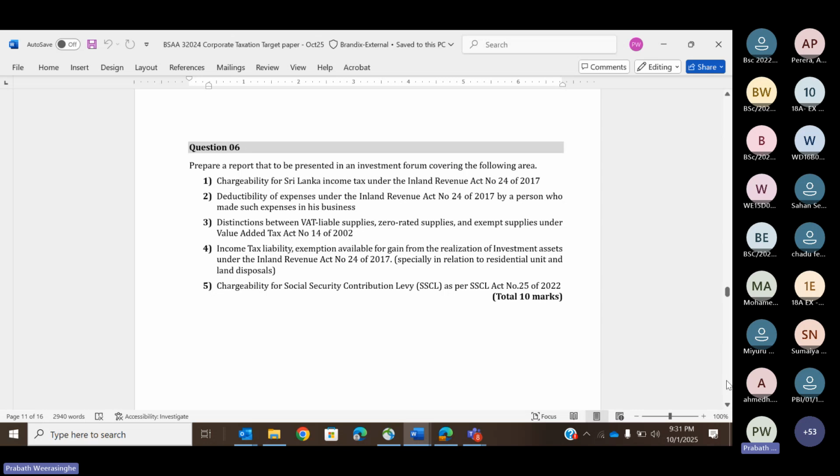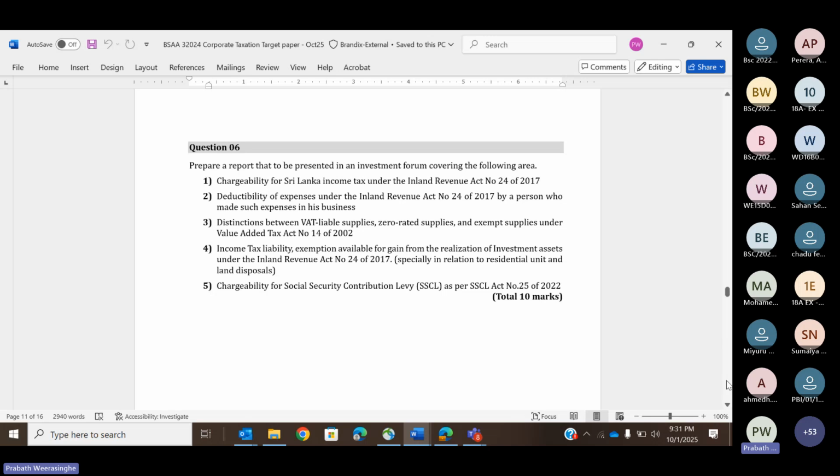Then deductibility under the Inland Revenue Act: a person who made such expenditure, his business related expenditure. What type of expenditure is disallowable and allowable? Just have a few things, because they are asking to cover 5 areas, so each area may attract a maximum of 2 marks. Just mention that this type of expenditure is not deductible and this type is. So sections 10, 11, 12 to 18. Just make a summary.